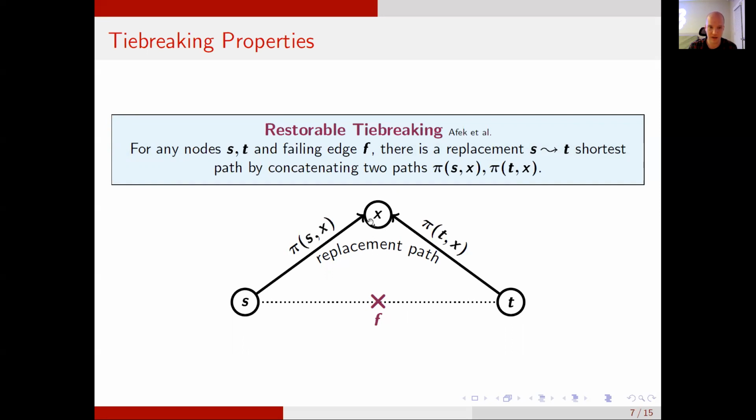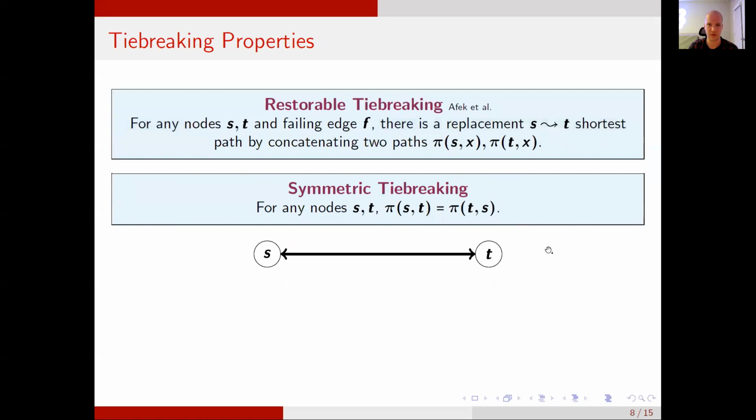node X such that sticking together pi SX, the selected S to X path, with pi TX, the selected T to X path by the tiebreaking, those 2 things together form a valid S-T replacement path. So this is one nice property that tiebreaking schemes might have. Let me mention 2 others quickly.